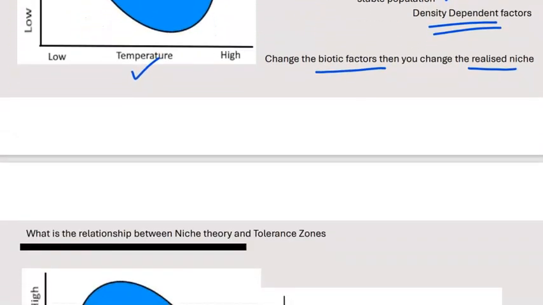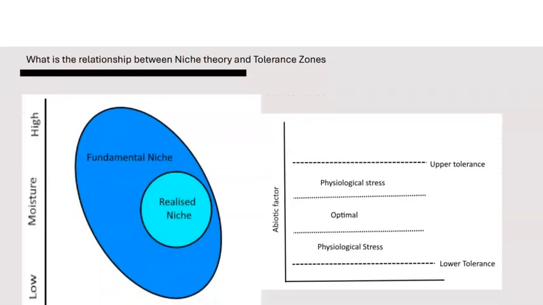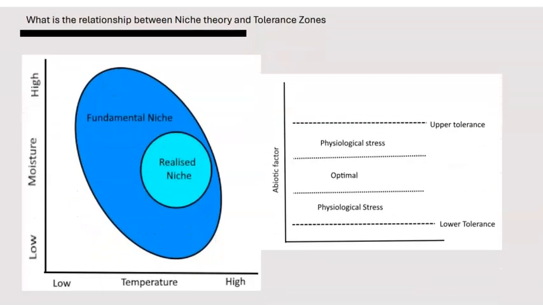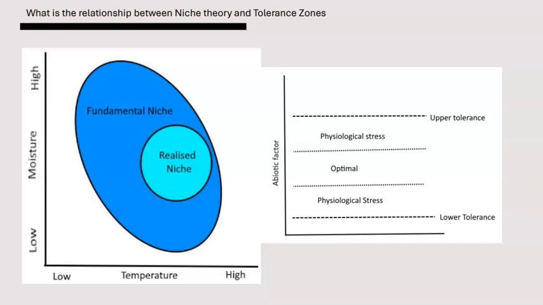If we look at the theory presented in a model here in terms of range and tolerance of species, which we've looked at before, then our fundamental niche is defining the upper and lower tolerances that a species can endure.